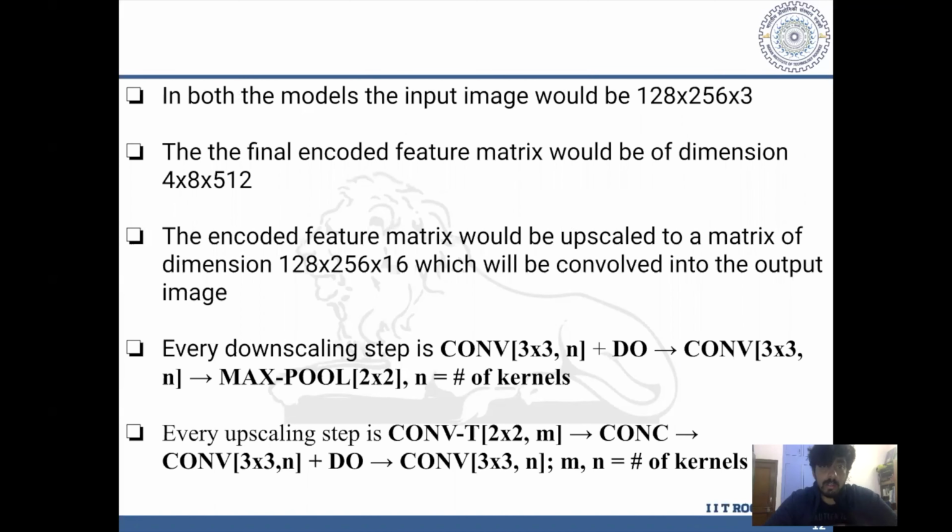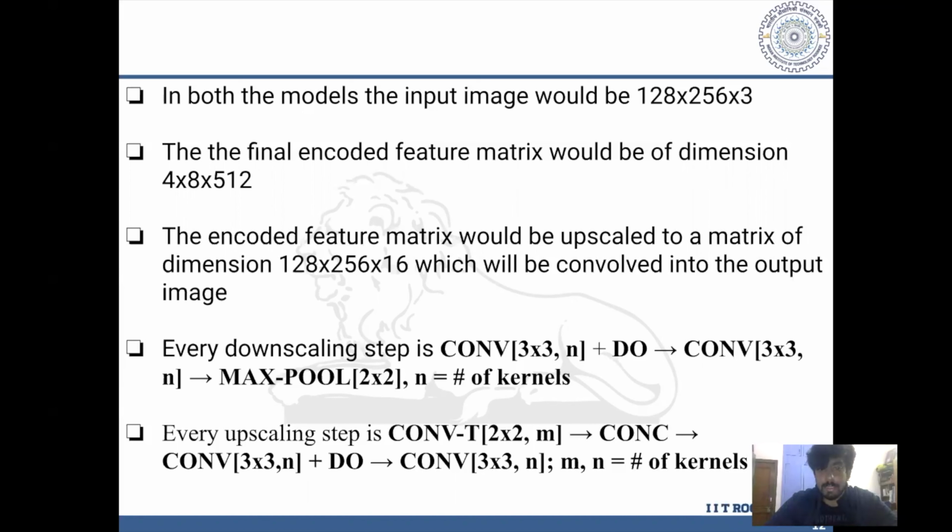Okay, so a bit about the factuals of the architectures and how the training was done. In both the models, the input image was 128 cross 256 cross 3, 3 being the number of channels R, G, and B. The final encoded feature matrix was of dimension 4 cross 8 cross 512. This encoded feature matrix is upscaled, decoded to a matrix of dimension 128 cross 256 cross 16, which is in the end convolved into the output image, which is 128 cross 256 cross 1, which represents the mask.